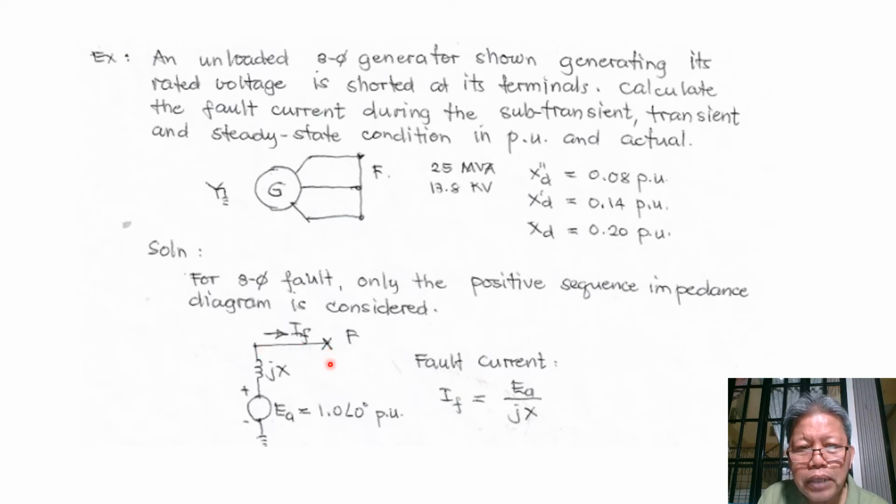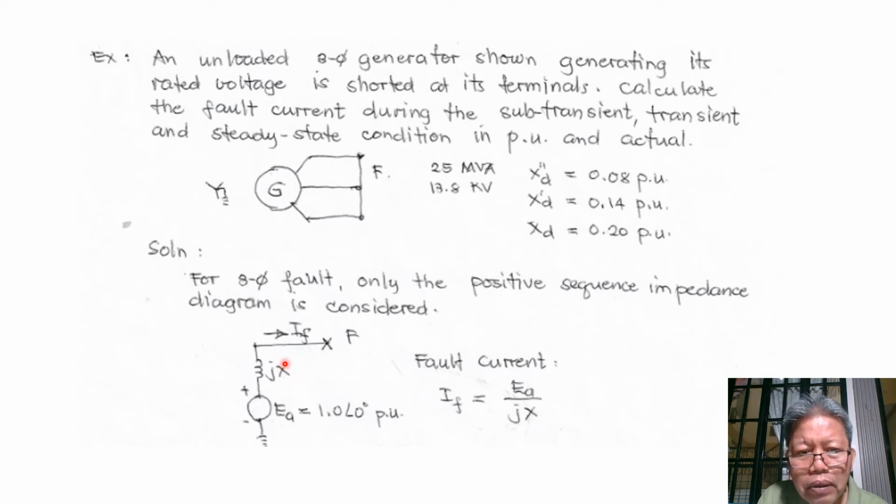Now actually it is understood that this terminal A for phase A is shorted towards the ground. Anyway, we can just represent our short circuit as X here, meaning this terminal is shorted towards the ground, so that we have a complete circuit and fault current flows this way.